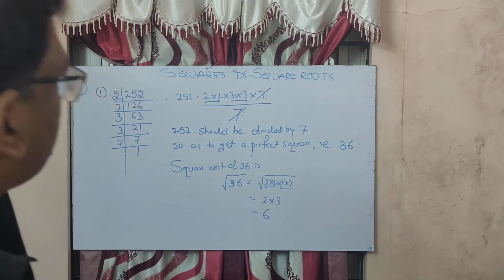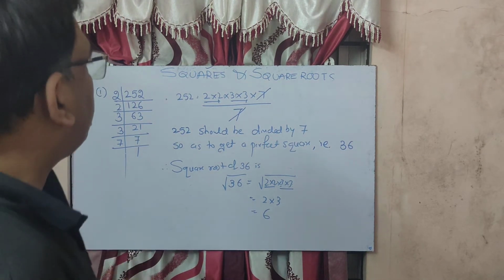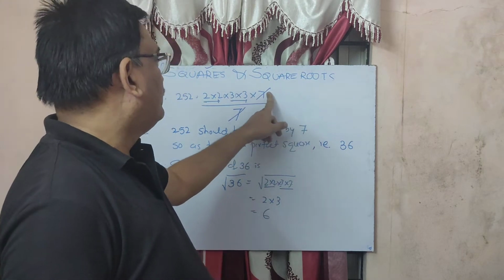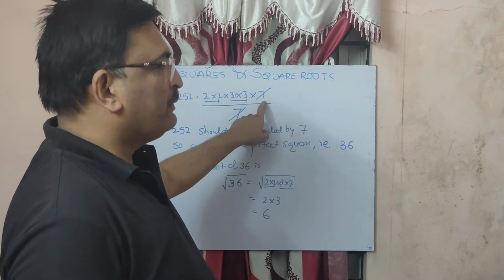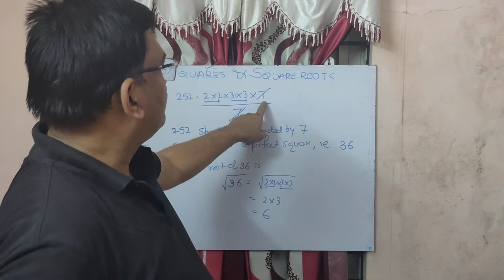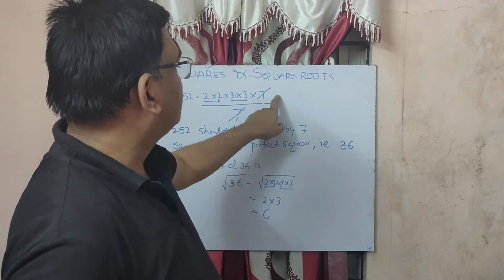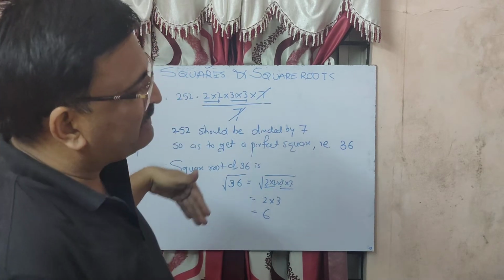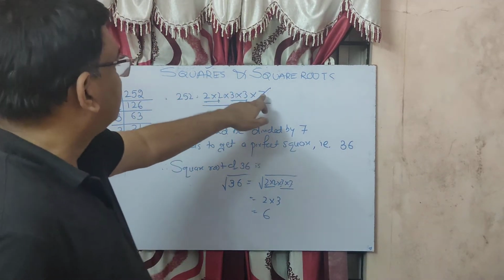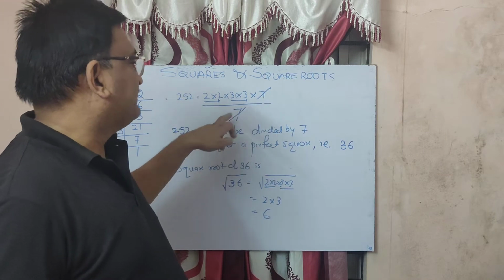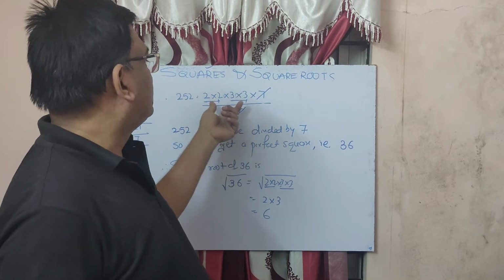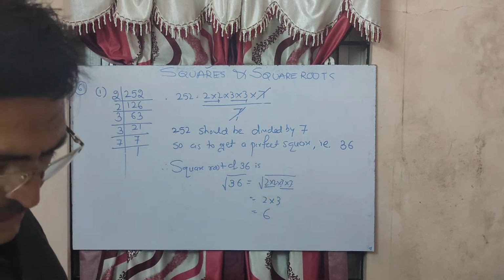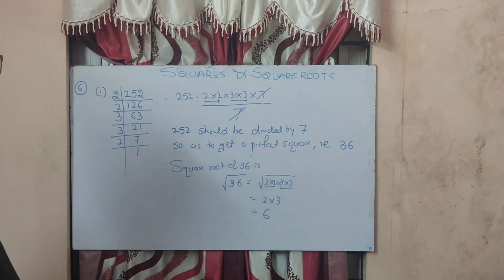This is how we have to do. See, in the previous examples, what we did, we multiplied a number. If only a single number is there, we had to multiply by the same number, that is by 7, to get a perfect square. Now what we are doing here, we are just dividing by the single number, so that the remaining will be a perfect square. So this is how you have to do this example.